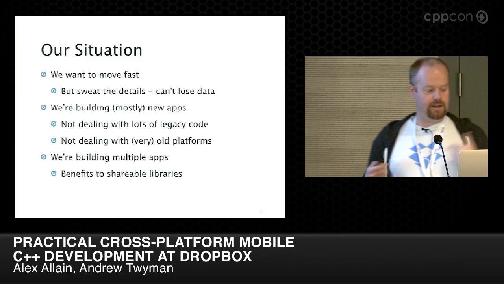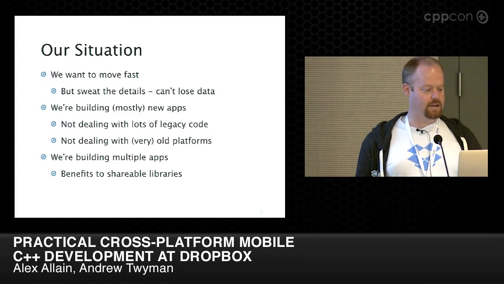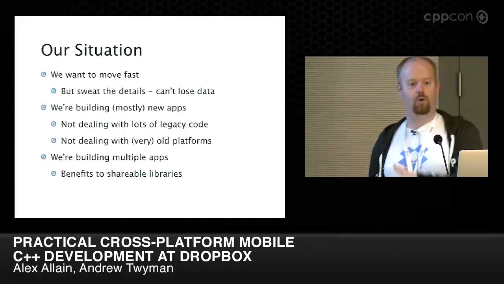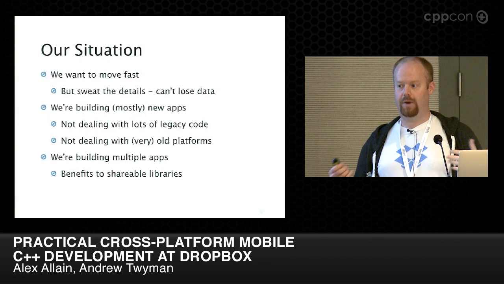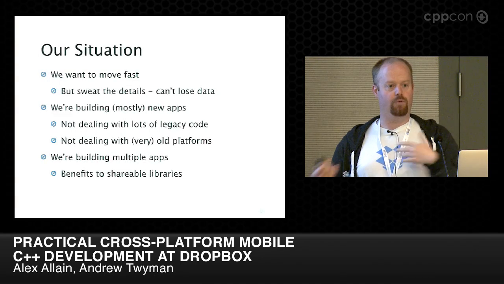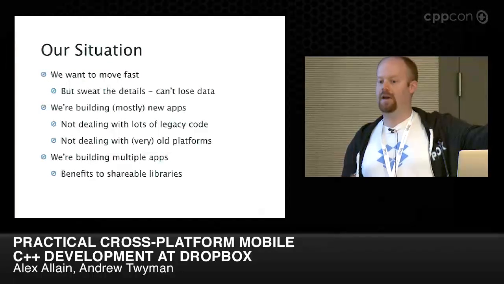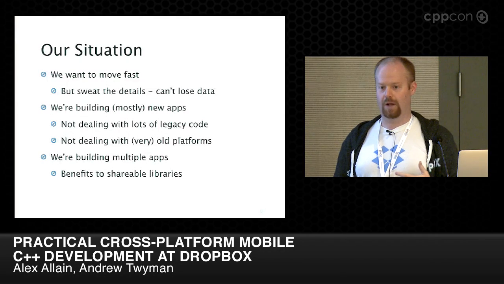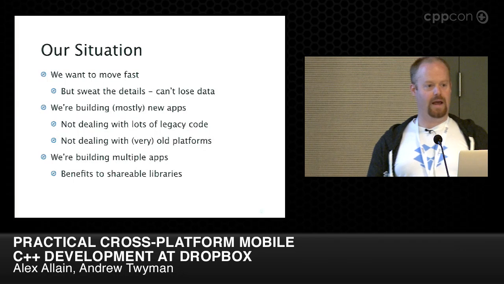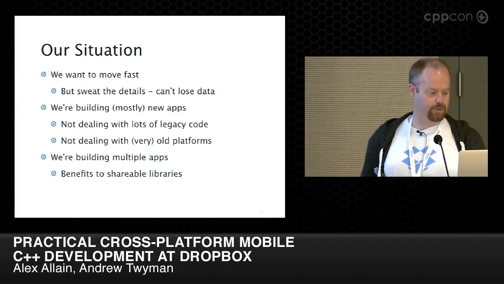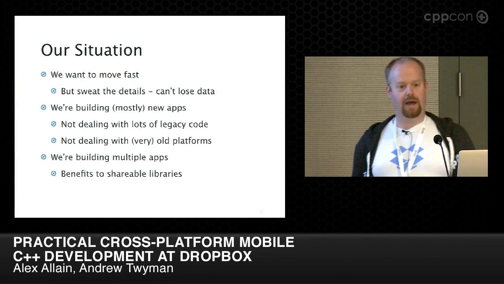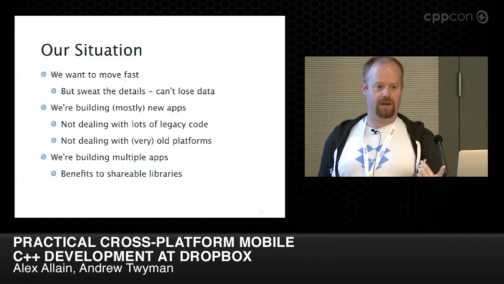We're building mostly new apps. That means that we're not dealing with huge legacy code bases that were built for old platforms. So for the most part, we can do things right from the beginning and avoid some of the pitfalls there. Someday we're going to have the legacy problem, and I'm hoping that we build things well enough that it will be surmountable. But for now, this architecture is not optimized for dealing with that. And lastly, we're building multiple apps. So we don't only care about being cross-platform in a single app. We care about reusable libraries that can be used across multiple apps and giving those apps a consistent architecture so they can easily reuse common features.